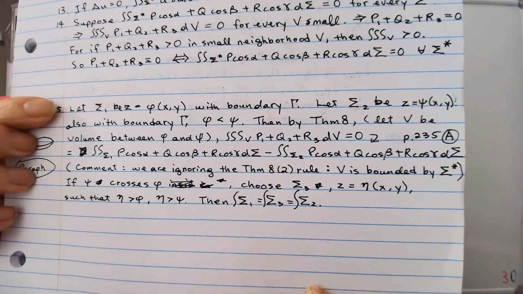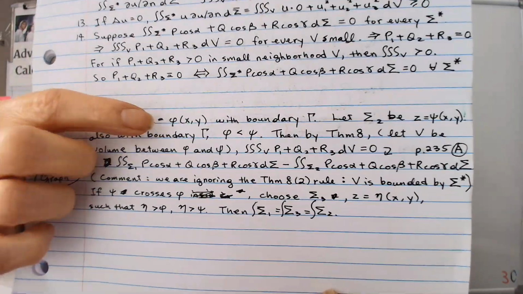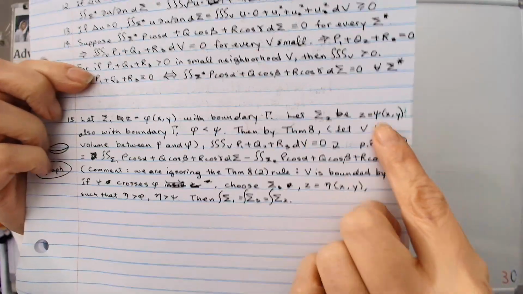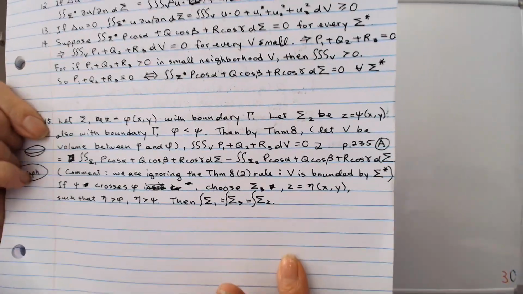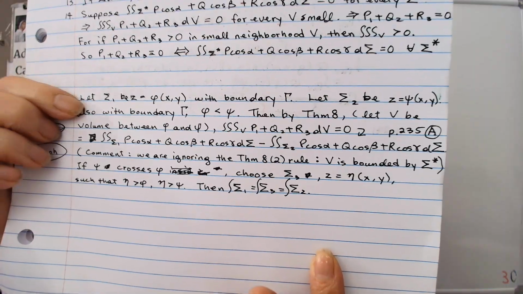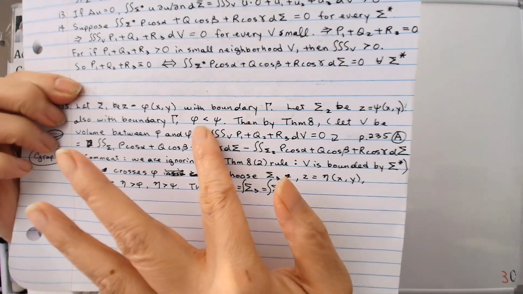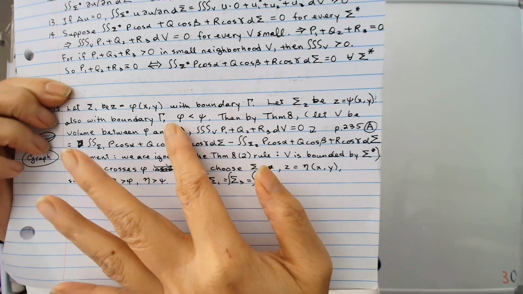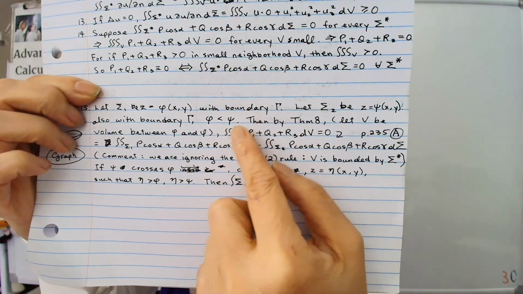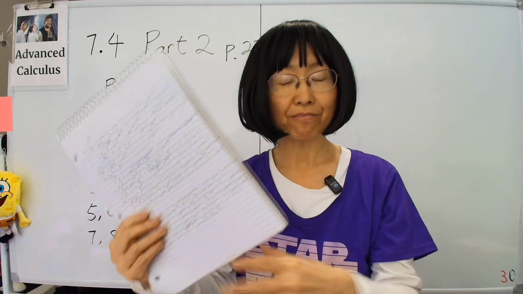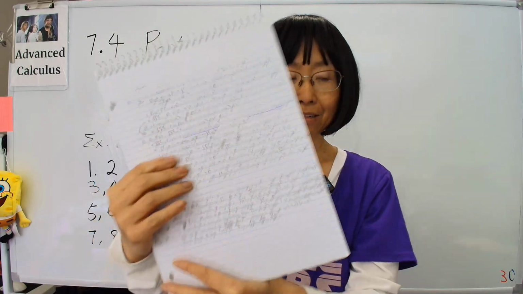Let sigma 1 be the bottom surface with the boundary gamma, and sigma 2 be the top surface with the same boundary, as I show you in that picture. The two things share the same boundary. Let's say that phi is completely less than psi, so that we can have a volume in between that they don't intersect for now. The book doesn't say that the two surfaces can't intersect, but we're doing that for now, and we'll fix that in a moment.